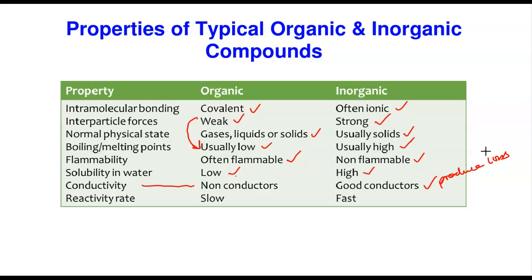What about reaction rate? The reaction rate of organic compounds is very slow. They often react by use of catalysts. In fact, catalysts are substances that speed up the rate of chemical reactions. So catalysts or enzymes, organic catalysts, speed up the reactions of organic compounds, whereas inorganic compounds react very fast without needing the help of any catalyst. Although catalysts can also facilitate some of them, generally the reaction here is faster than in organic compounds. And these are typical comparisons between the properties of organic and inorganic compounds.